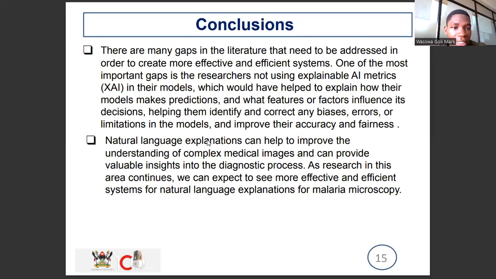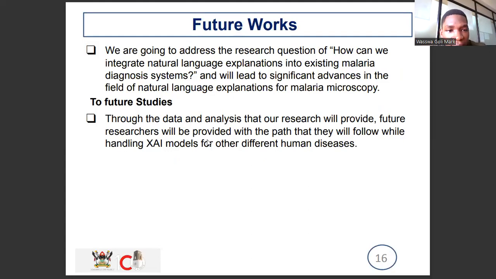To conclude, there is a gap where people are using black box models, and they also don't know how to write down these results, and those are some of the things that we hope to cover. For future studies, we hope to develop a responsible AI system. We might also move into other disease sectors in future.